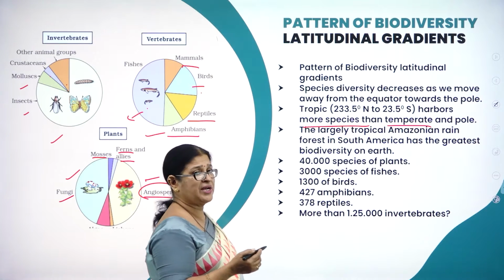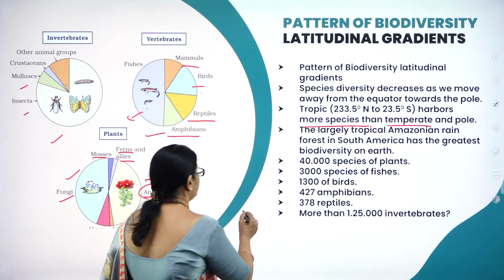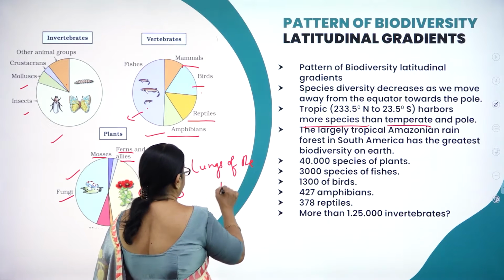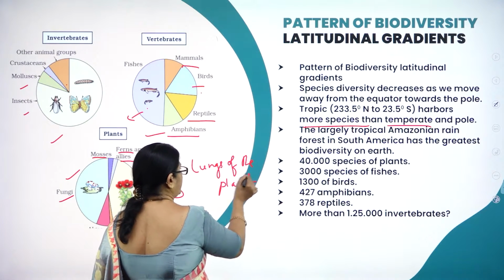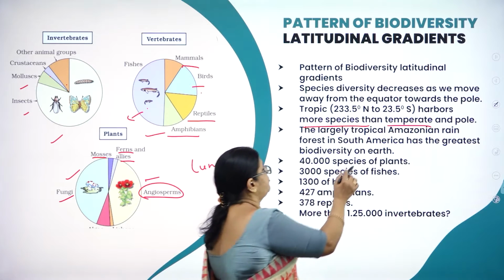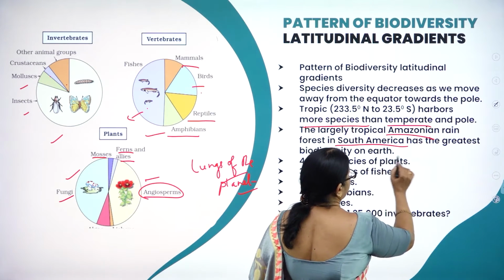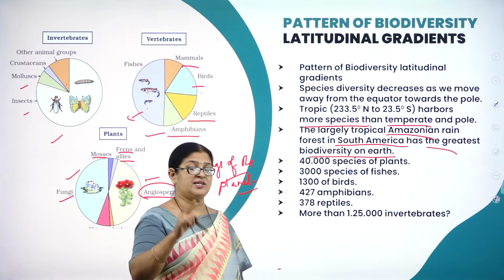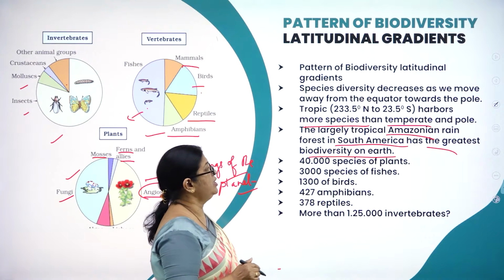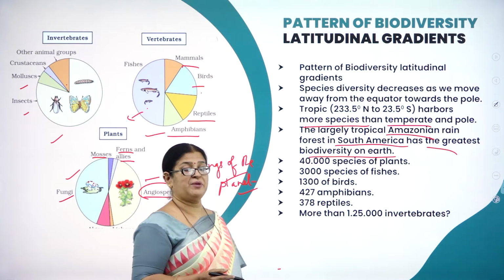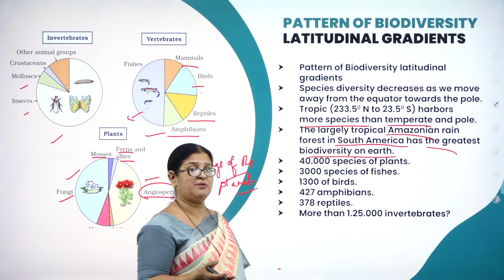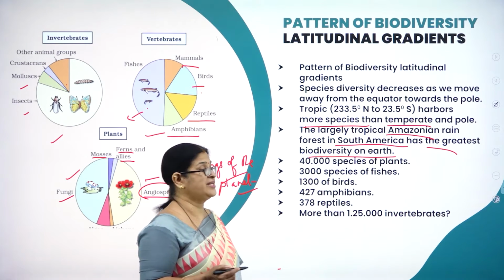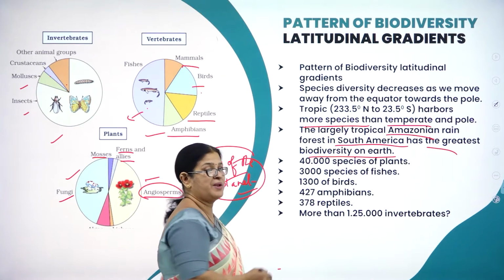I think all of us know the Amazon rainforest is called the lungs of the planet, which is the world's biggest forest, right? The Amazonian rainforest, in South America, has the greatest biodiversity on Earth. It is the largest forest in the world, and it is called the lungs of the planet because you come across so many plant species and animal species, particularly plant species. The more the plants, the more the oxygen. Hence, it is called the lungs of the planet.